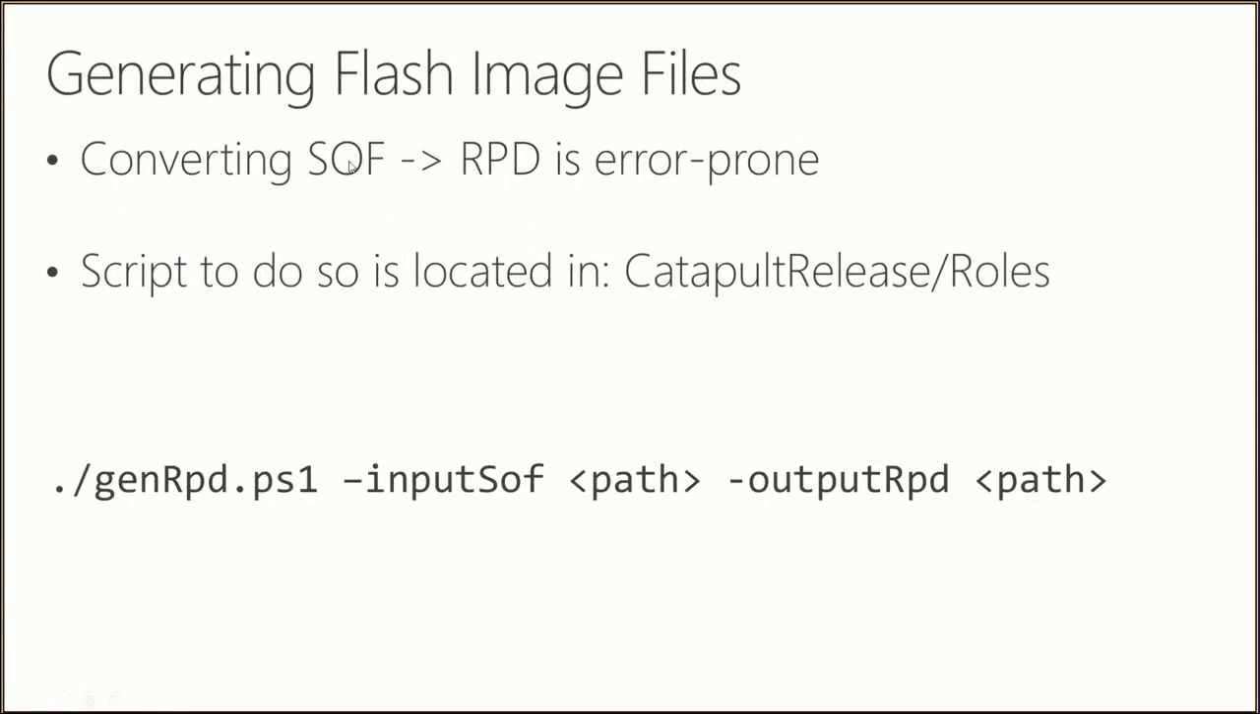It turns out that manually converting the SOF file to RPD file is non-trivial. So we provide a script to help you easily convert the format. It's located in the Catapult release folder, and you can type this command with the path of input SOF file and the path of output RPD file to easily convert the files.